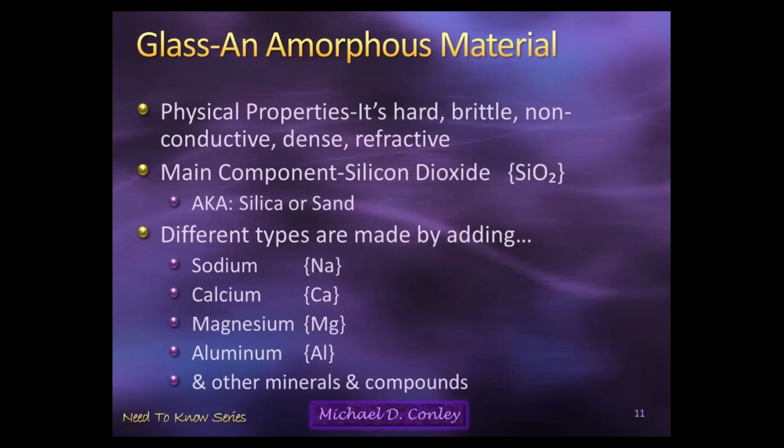Physical properties, it's hard, brittle, non-conductive, dense, refractive. Main component is silicon dioxide, which is also called sand or silica. Different types are made by adding sodium, calcium, magnesium, aluminum, or other minerals and compounds to shape the characteristics of whatever the glass is being used for.